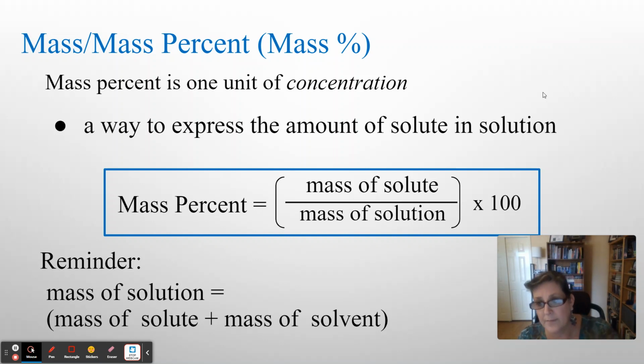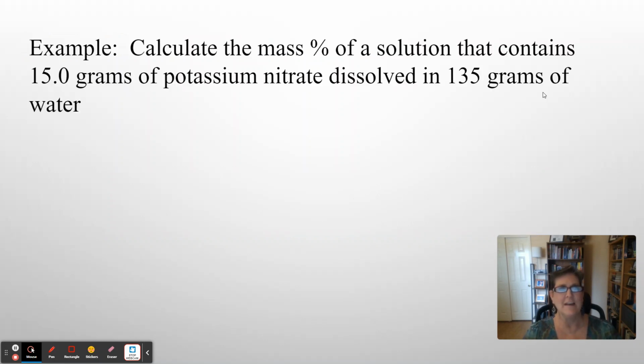That's part of the solution. The solution is the whole thing. It's the solute and the solvent together. You have to add them together for the denominator. All right, let's look at an example. Calculate the mass percent of a solution that contains 15.0 grams of potassium nitrate dissolved in 135 grams of water.